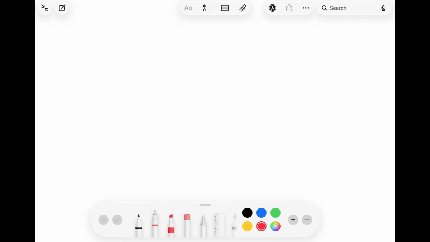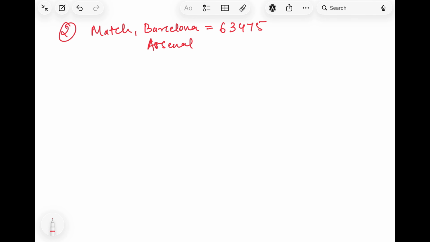There may be word problems or a type of application based question. Suppose there is a football match going on, and there are supporters of Barcelona and supporters of Arsenal. The number of Barcelona supporters is 63,475, and the supporters of Arsenal are 32,486. So quite large numbers. So these numbers are the supporters of both the teams.